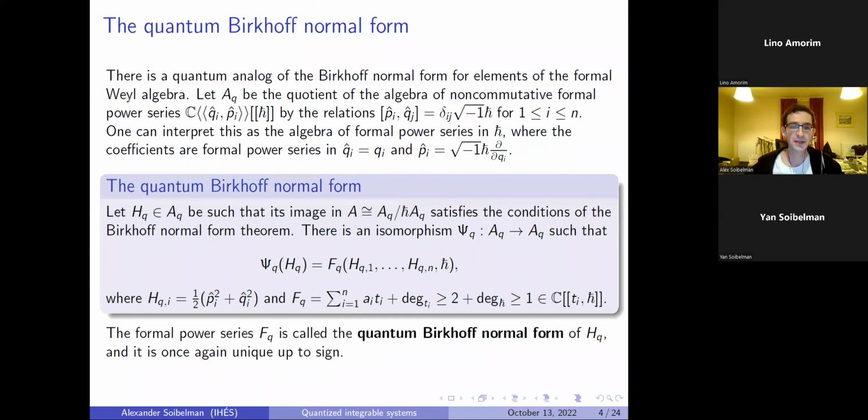Right. So this FQ is called the quantum Birkhoff normal form of HQ, and again, both in this case and in the classical case, this normal form is unique up to a symmetry.